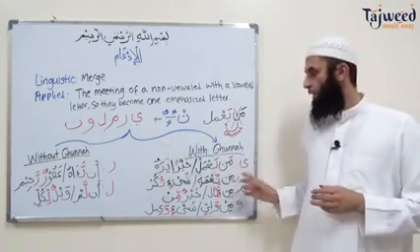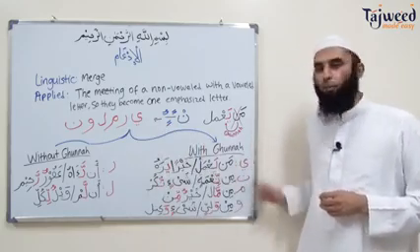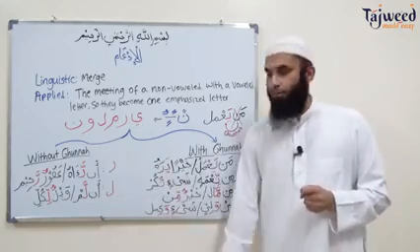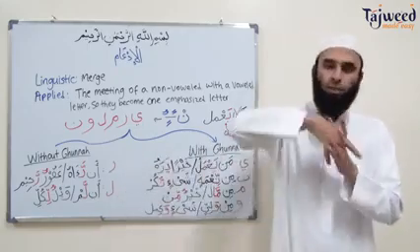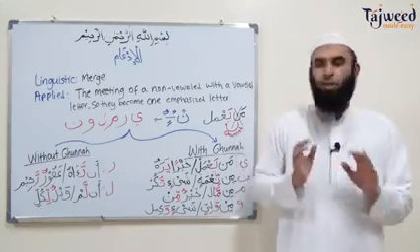So merging with ghunna is with 4 letters from the 6 letters. That's ya, nun, mim, and waw. You can remember as yanmu. And then there's the second type of merging, which is merging with ra and lam. Ra and lam, when we merge into the next letter and becomes 1 letter, we're going to merge without that nasalization sound.